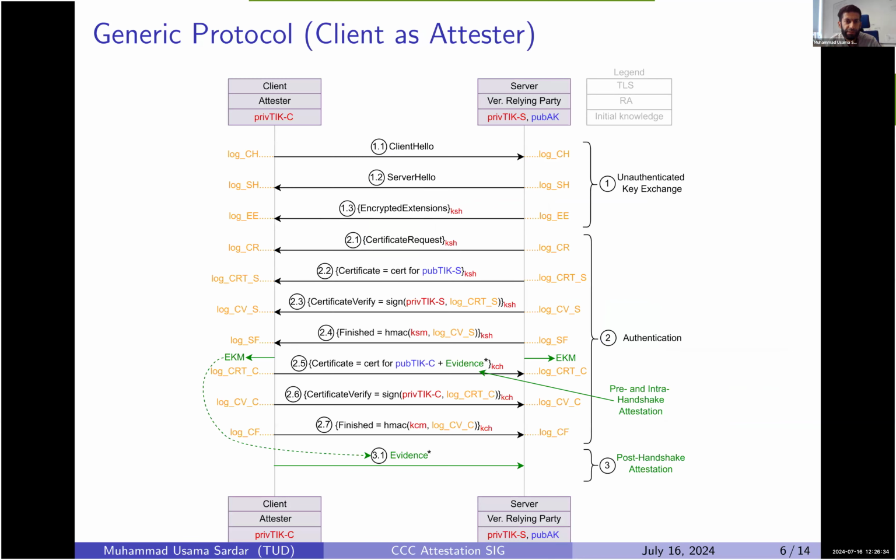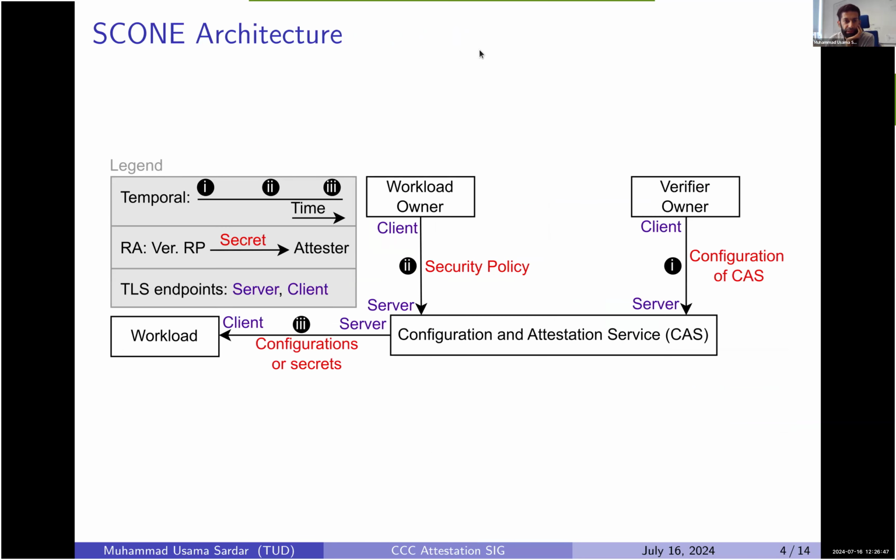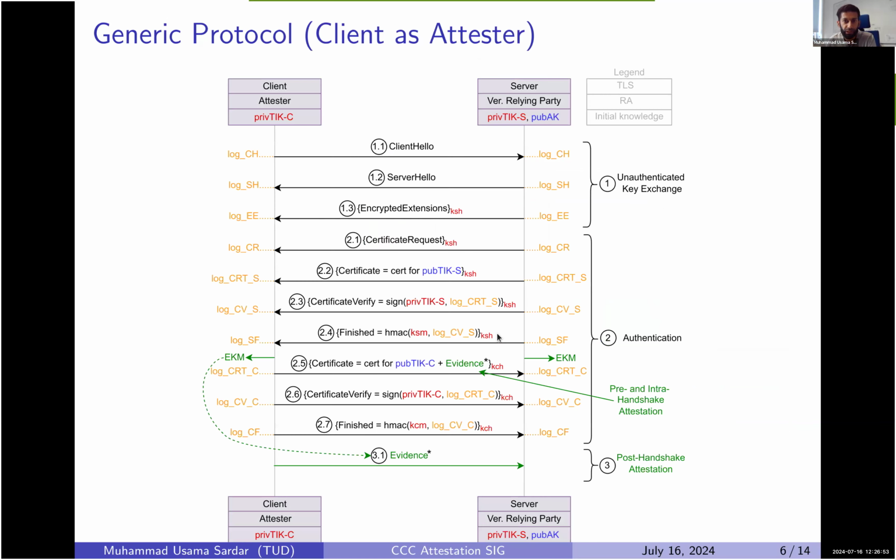And compared to this, or in order to analyze it in more detail, what we have done is we have a generic protocol considering the client as an attester, which is representing the workload being attested, and the other party as the server. Think of it as CAS and this as the workload. In red is the information which is private, in blue the public information.